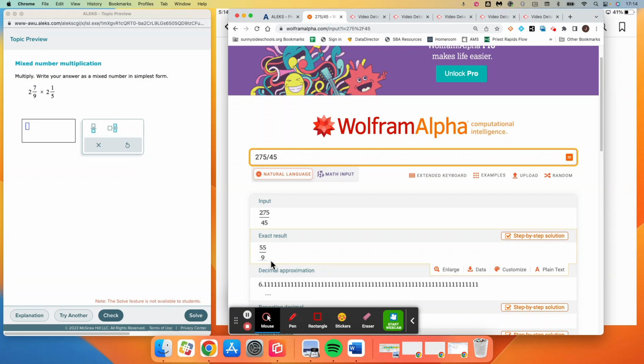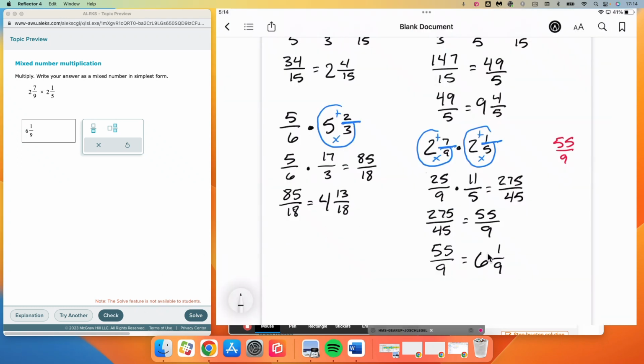Now, lastly, we need to take that 55 over 9 and rewrite it as a mixed number. 9 goes into 55 6 times, because 9 times 6 is 54. 54 to 55 leaves a remainder of 1 over 9. So we get 6 and 1/9. You don't have a solve button, unfortunately. Apologies, I didn't bring my iPad back up. Here's the work to get there from 55 over 9. 9 goes into 55 6 times, remainder of 1 over 9. And that matches what Alex would want from us.